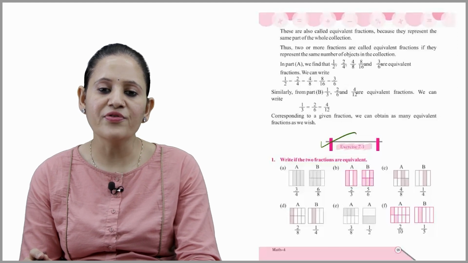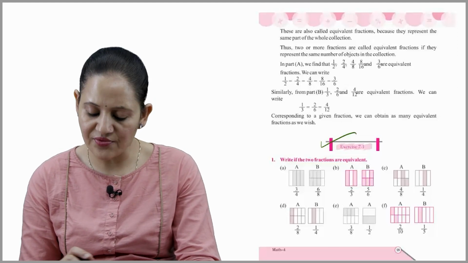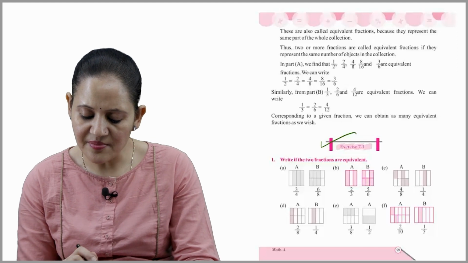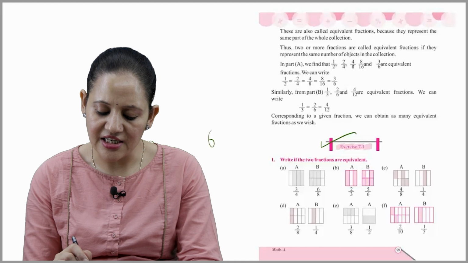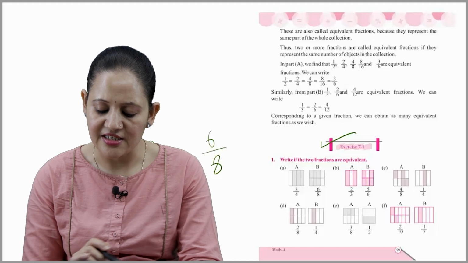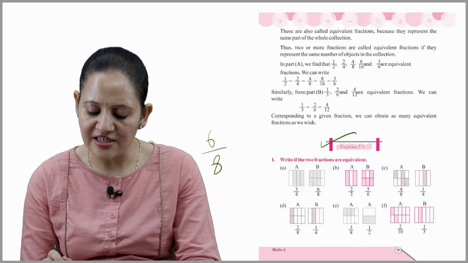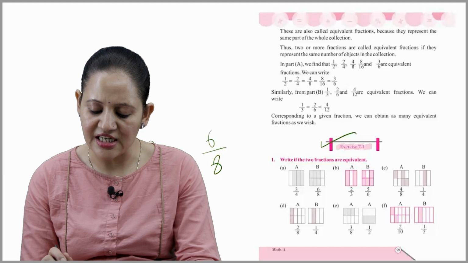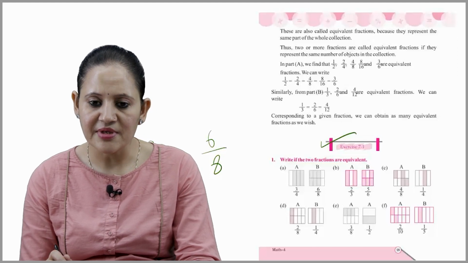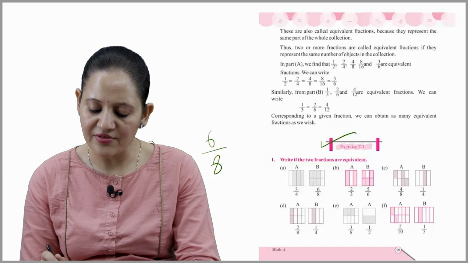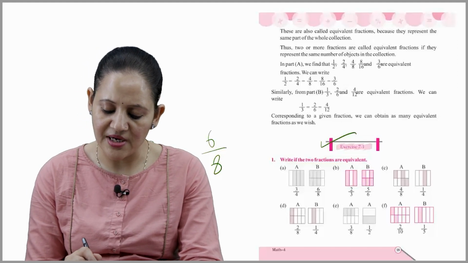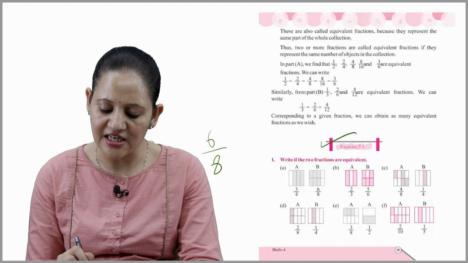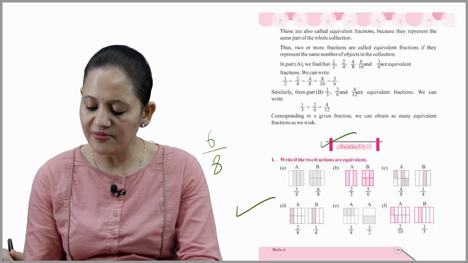Write if the two fractions are equivalent. So in the first one, 3 by 4 and the other is 6 by 8. Here it is divided into 4 equal parts, out of that 3 are shaded. Here it is divided into 8 parts and out of that 6 are shaded. So they are representing the same fractions. So 3 by 4 equals 6 by 8. They are equivalent fractions. Clear?